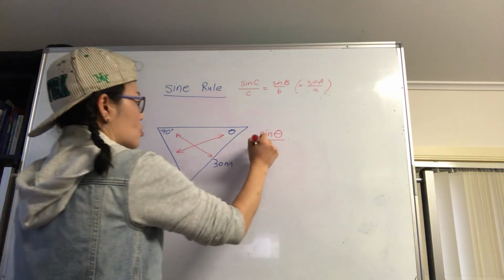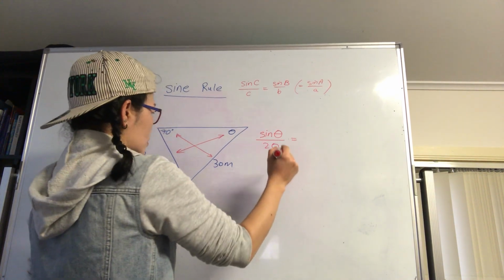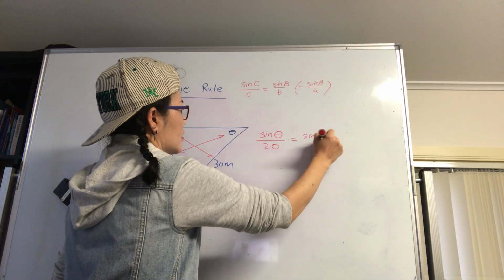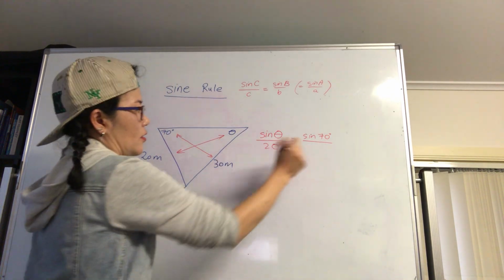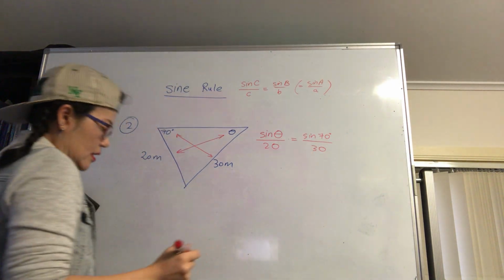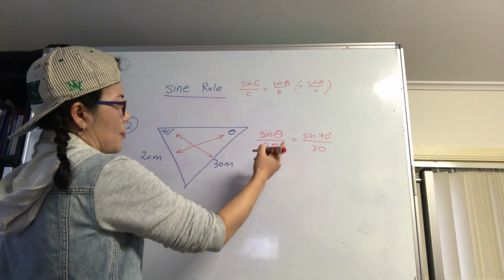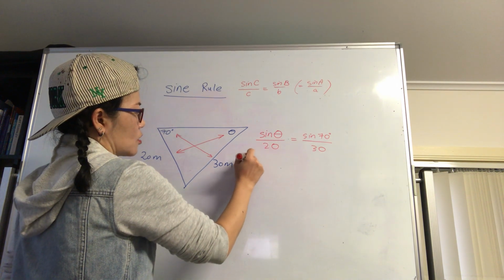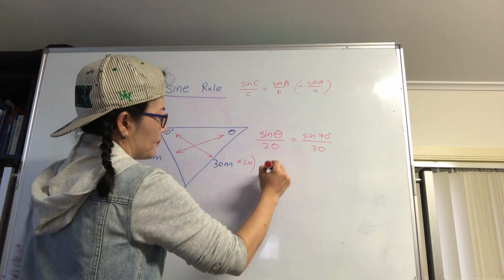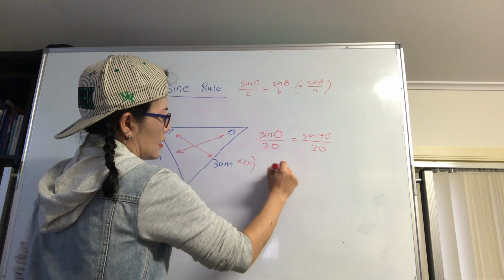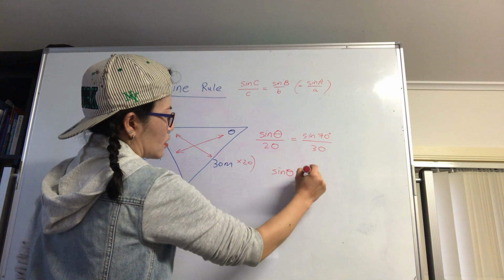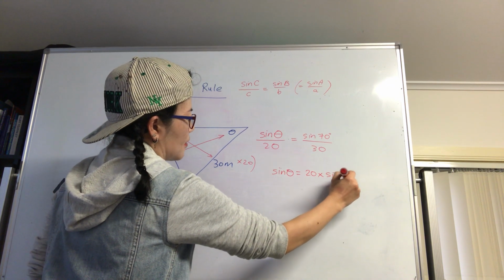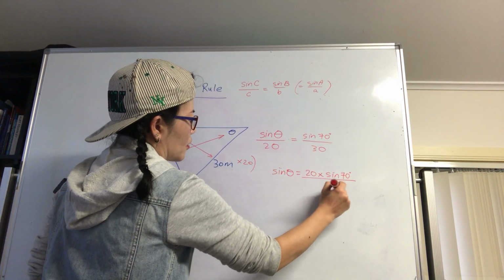Okay, sine theta over 20 equals sine 70 over 30. Okay, so that's what's going to happen. And then I want to make sine theta the subject, so I'm just going to go times by 20 on both sides here. So it's going to be sine theta equals 20 times sine 70 degrees over 30.